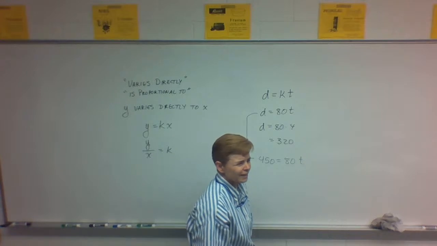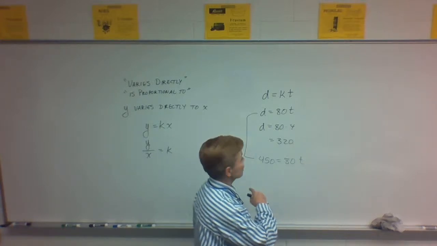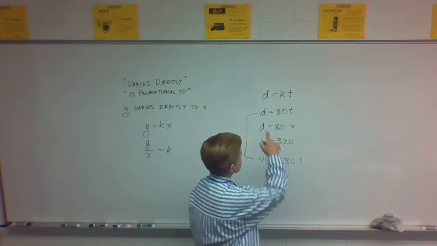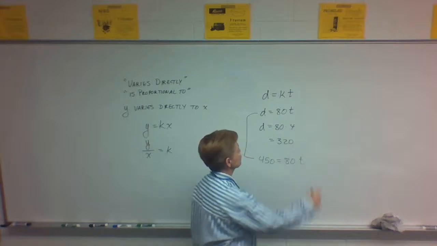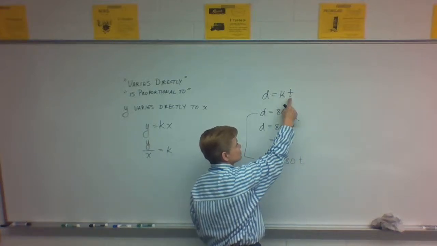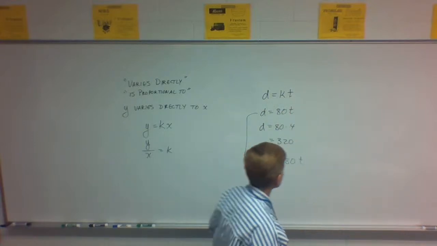You all knew that. That's easy stuff for you guys. But I'm just calling it a name. It's called directly related. Distance and time are directly related. If you spend more time on the road, you go farther. This goes up if this goes up. That's another thing about direct relationships: as one increases, it makes the other one increase.